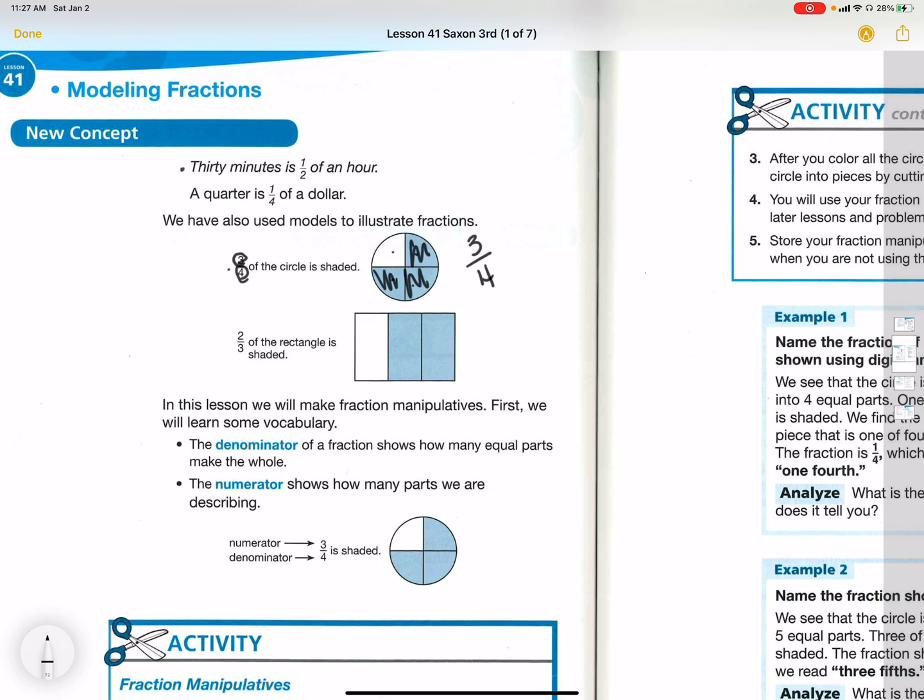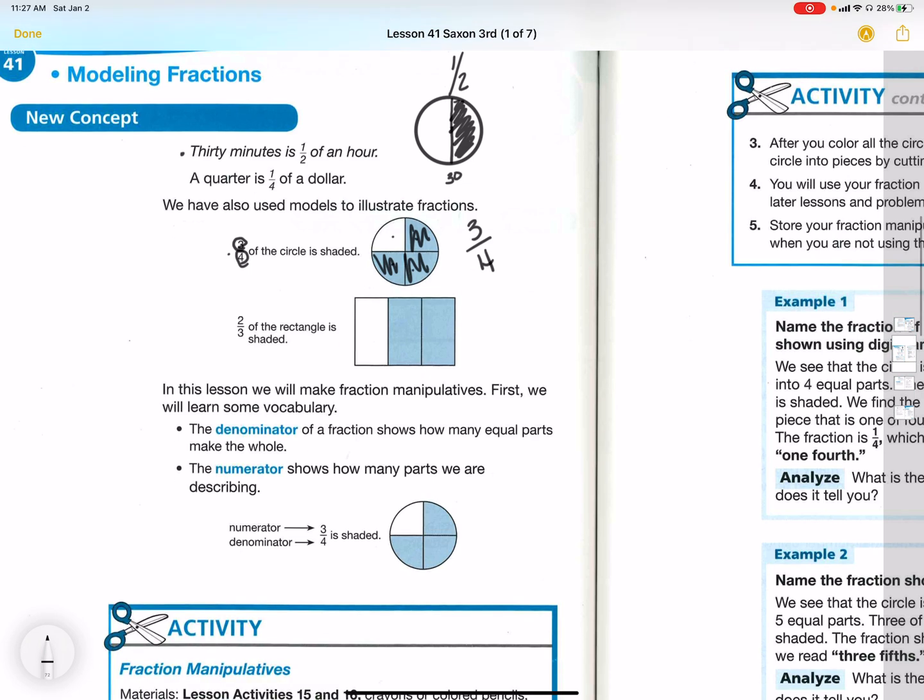30 minutes is half of an hour, and we can show that by saying the minute hand is here at the beginning of the hour, and it is here by the end of the hour. It has covered all this space. So this is 1/2 of an hour, 30 minutes. When you get to the 6, that's 30 minutes. 30 minutes is 1/2 of an hour.